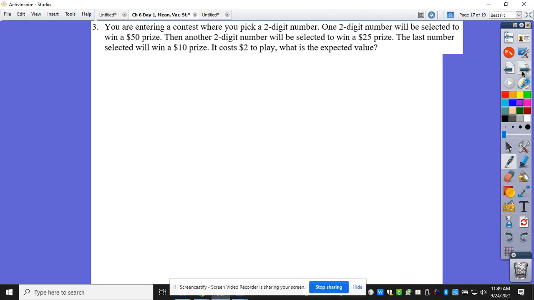Yeah. For this scenario, would the same number be picked again? Less. You're entering a contest where you pick a 2-digit number, then a 1-digit number is selected. Oh, I should have said no. Like how it says then another 2-digit, it should say something about no. The first two cannot be picked again.